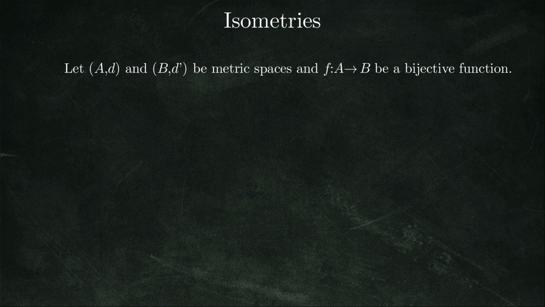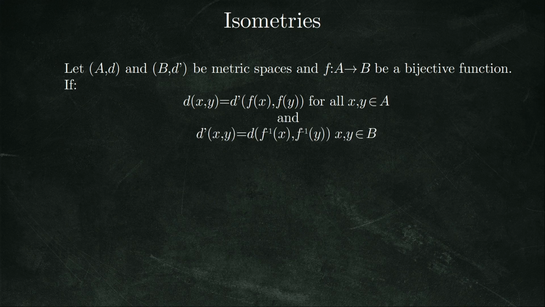Now we want to obey the following two conditions. So firstly, we want d of x, y to equal d prime of f of x, f of y for any two points in A. That is, f is an isometry, it's length preserving. Similarly, we want d prime of x, y to equal d of f inverse of x, f inverse of y for any two points in B. So that is, the inverse is length preserving as well.